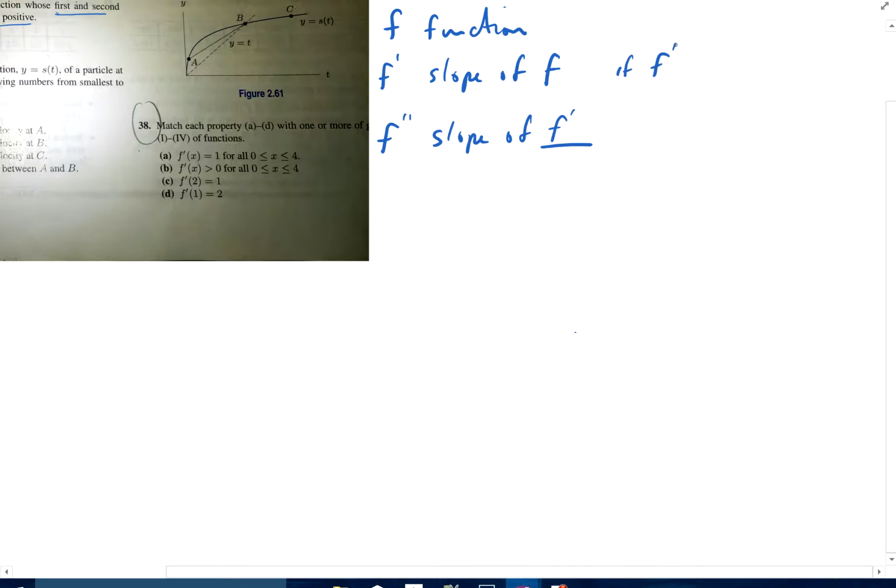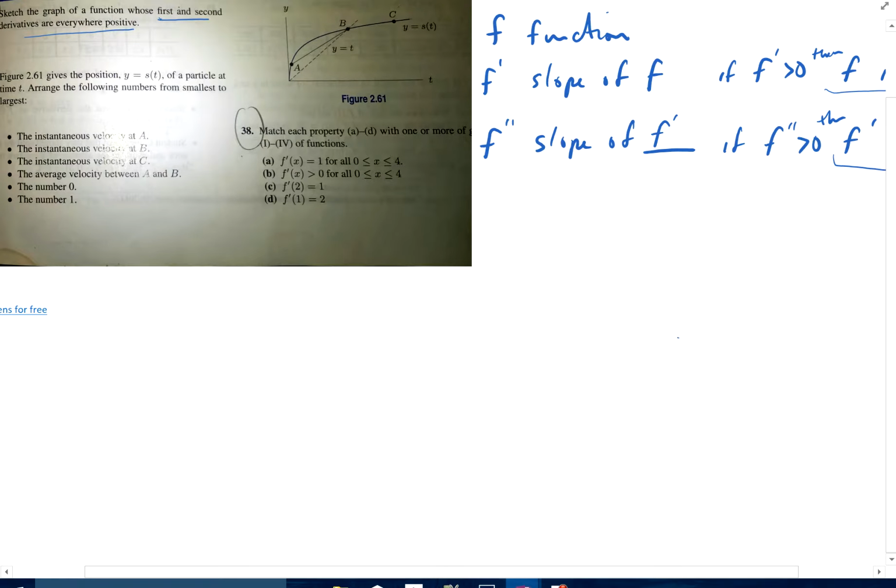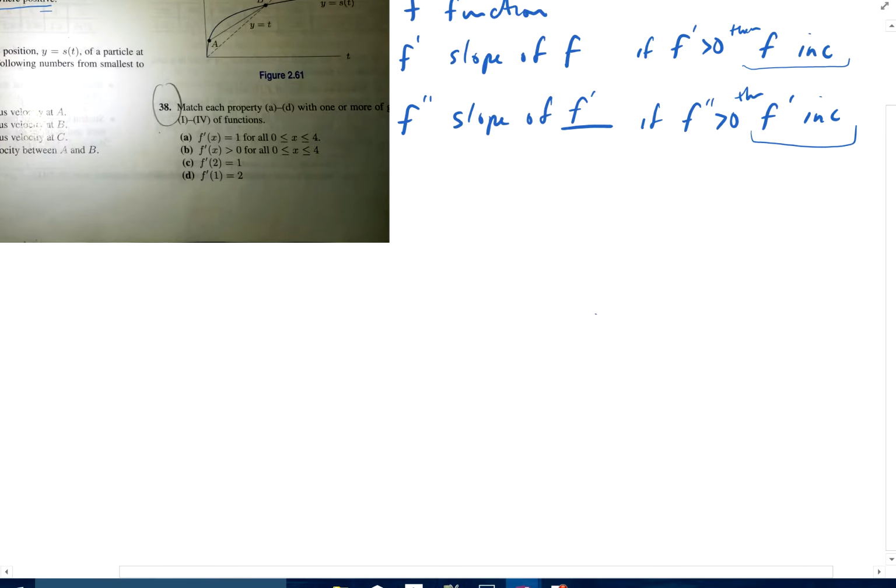Okay, so now we've got to address this. If f prime is positive, that means the slope is positive, which means f is increasing, right? What if f double prime is positive? That means f prime is increasing. So the question really amounts to, do you know what it means for a function to be increasing and for the derivative to be increasing? Because they want both the first and second derivative positive everywhere.